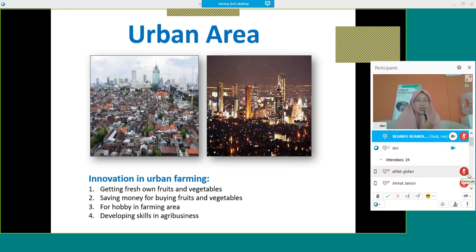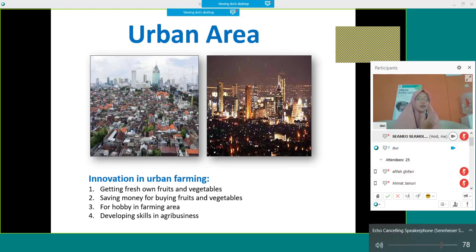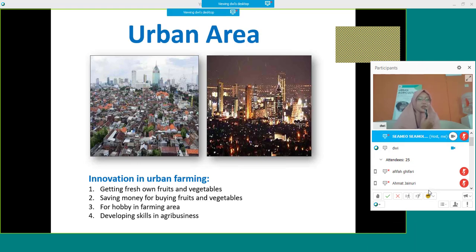In the current condition, especially in the urban area, there are so many limited spaces for conducting urban farming. So people strive to provide new innovation in urban farming. This is very important to help people get fresh fruit and vegetables that can be consumed in their daily life, save money on buying fruit and vegetables, pursue a hobby in farming, and moreover develop skills and agribusiness in urban agri farming.